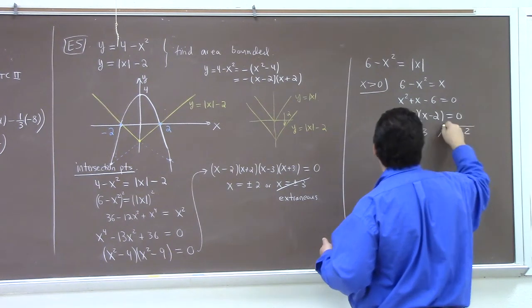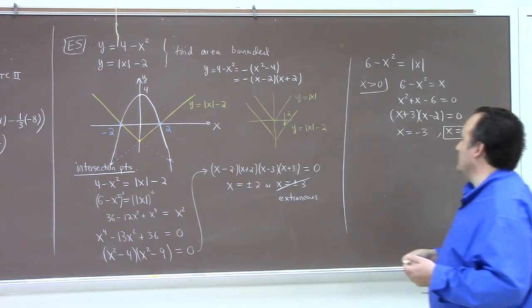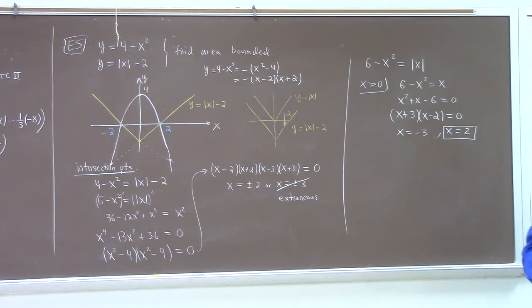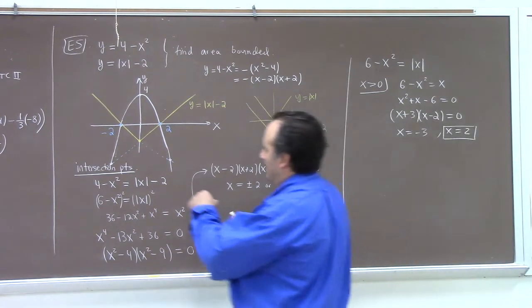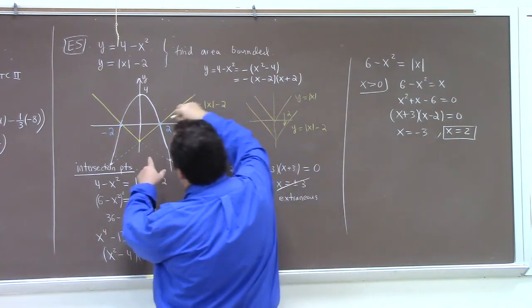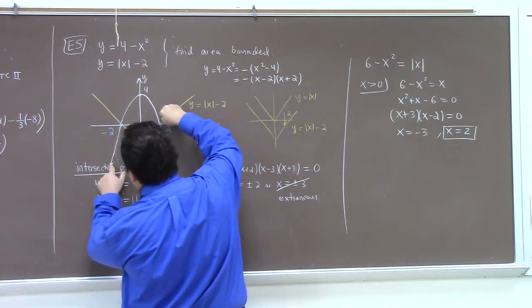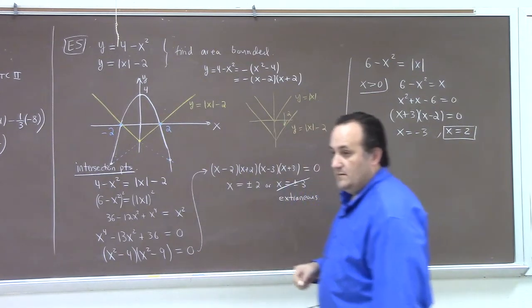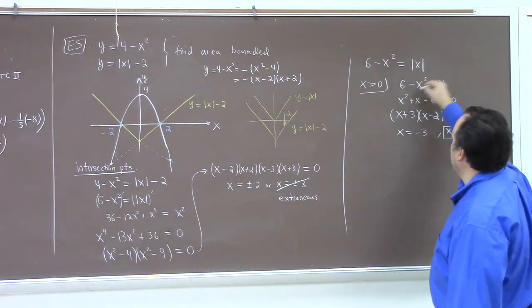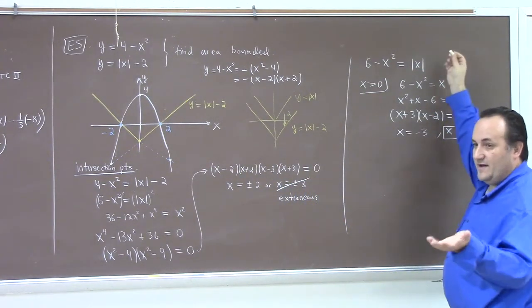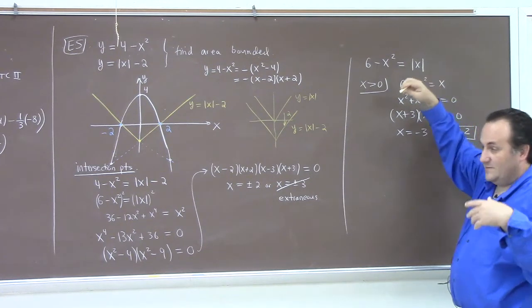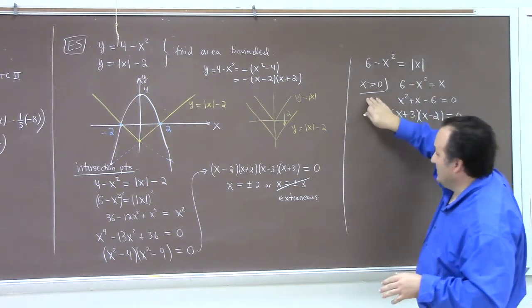Of course, x is positive, so that's the only actual solution. There is an extraneous solution. Geometrically, what's going on is we're finding this 2 and that minus 3. Because we're solving 6 minus x squared equals x, we've ignored the fact that it's the absolute value of x. I mean, I'm not ignoring it because I wrote x greater than 0 off to the side.